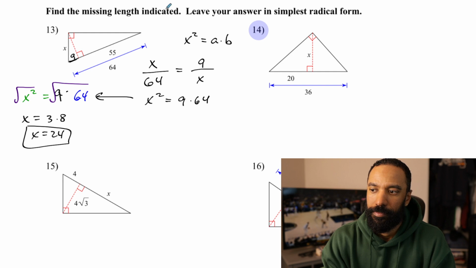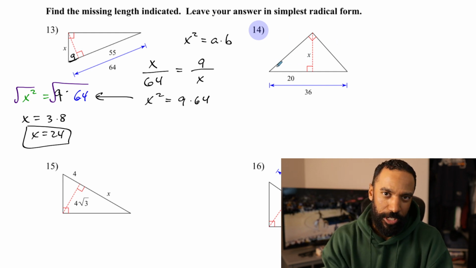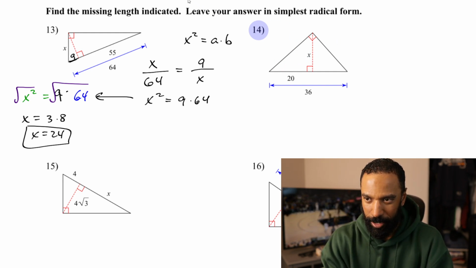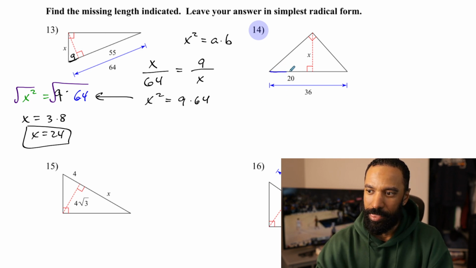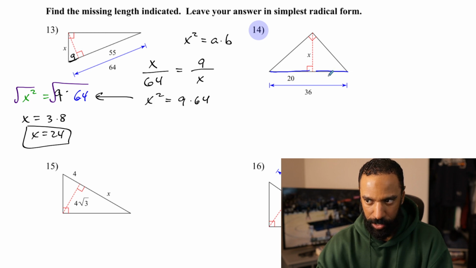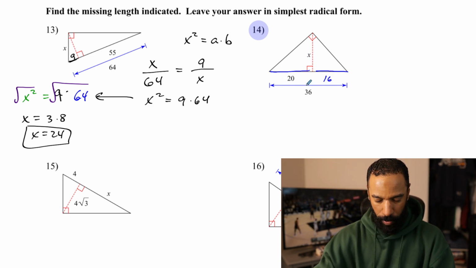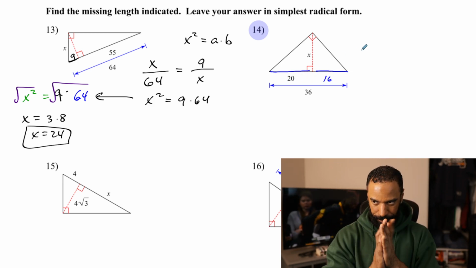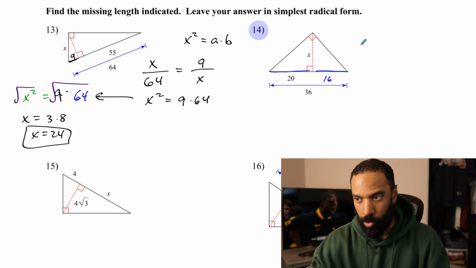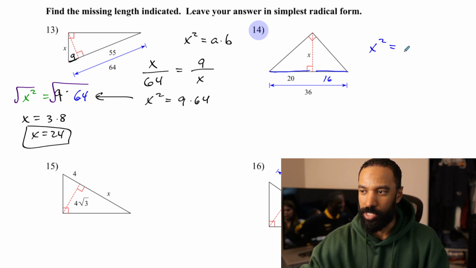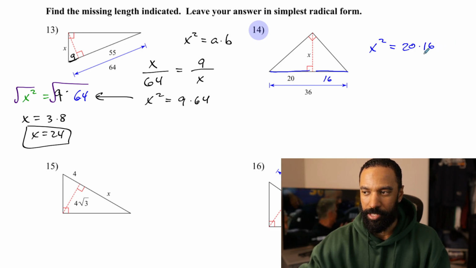Number 14. This is the only case where I do know my geometric mean a lot better. I feel better about it. This and this, X is the geometric mean of these 2 lengths here. So this 16, 20, 36 minus 20 is going to be used here. So this X squared equals, this is going to be 20 times 16 is going to be the setup.